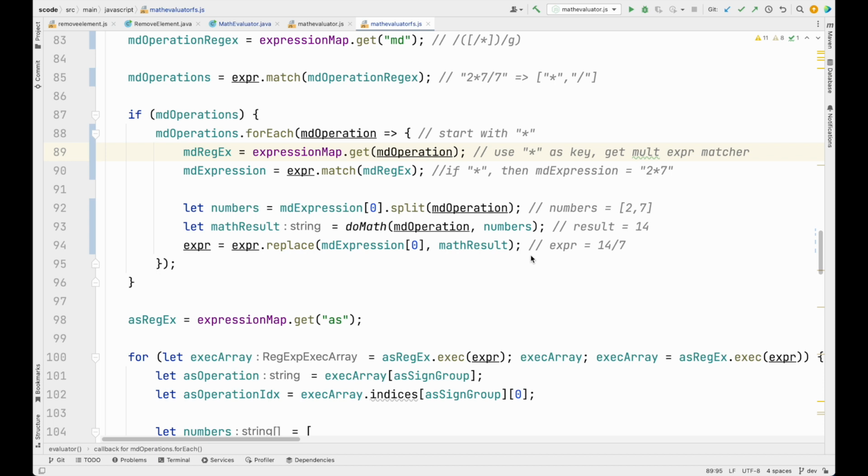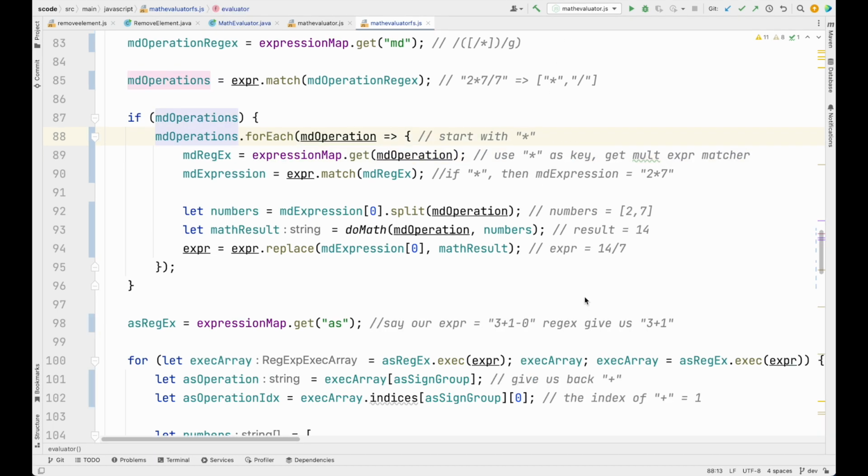And we're not done yet, because earlier we had an array of a multiplication and a division sign. So now we're going to go through this process again, but the only difference is that we're going to be doing division, and our expression this time will be 14 divided by 7.